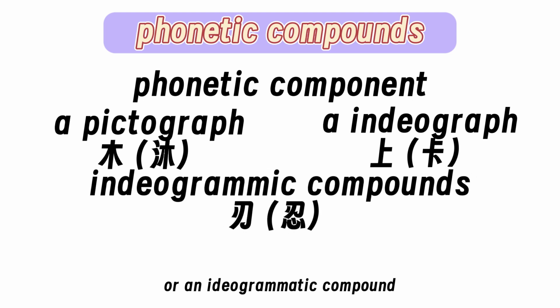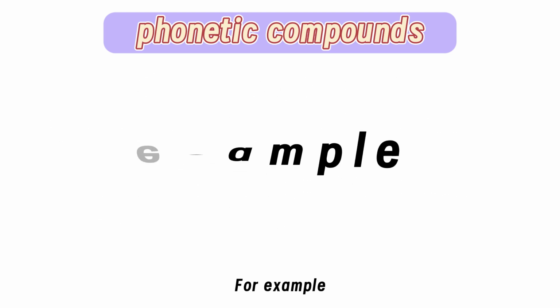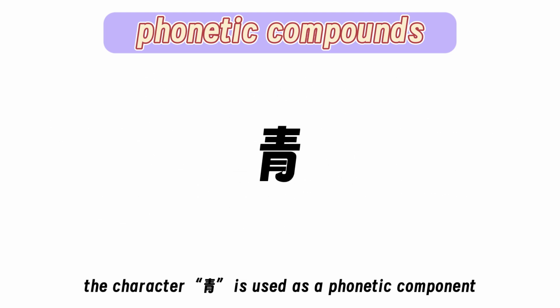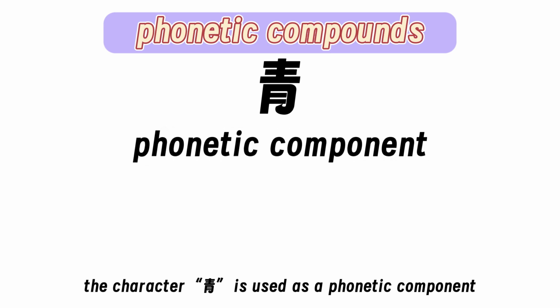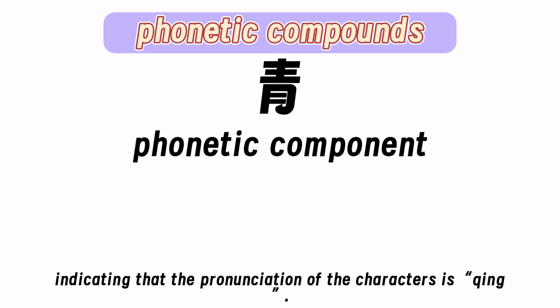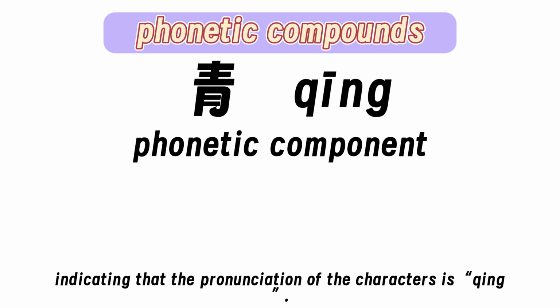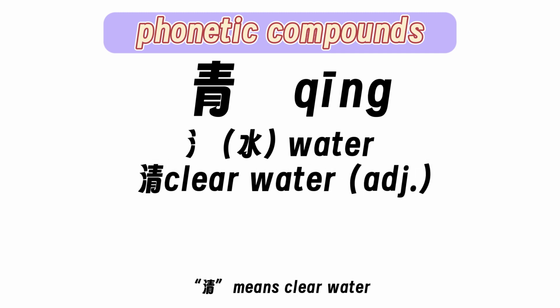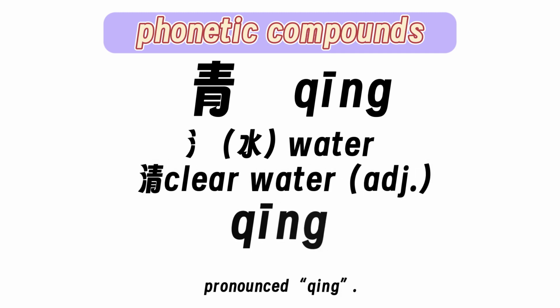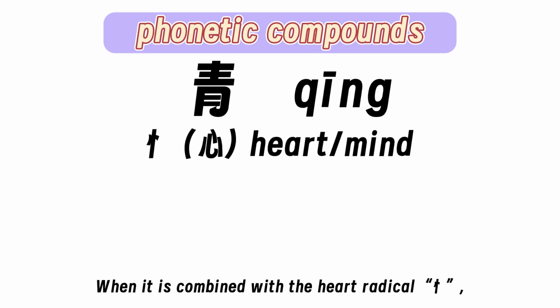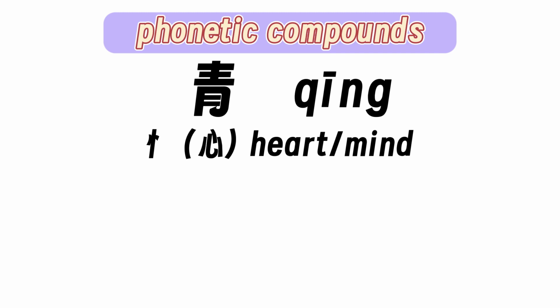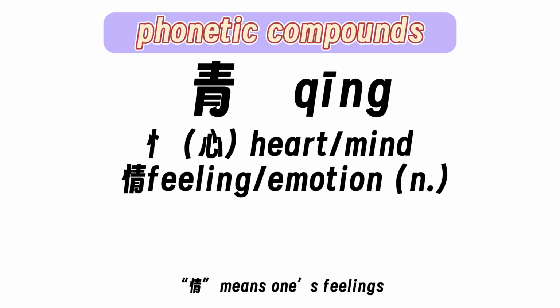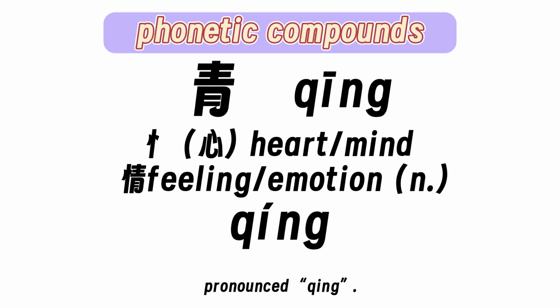or an ideogrammic compound. For example, the character 青 is used as a phonetic component, indicating that the pronunciation of the character is qing. When it is combined with the water radical, 清 means clear water, pronounced qing. When it is combined with the heart radical, 情 means one's feelings, pronounced qing.